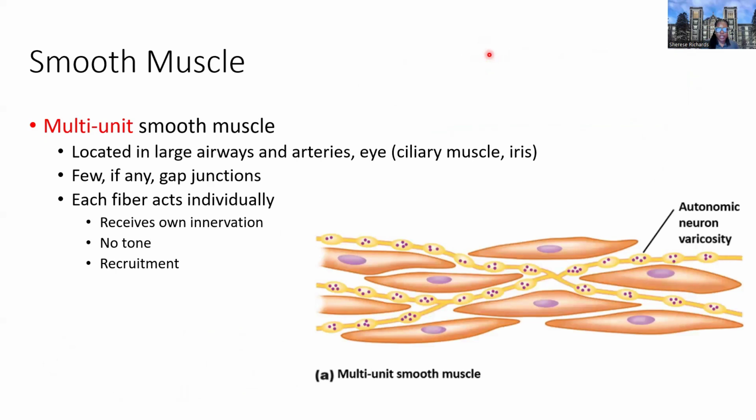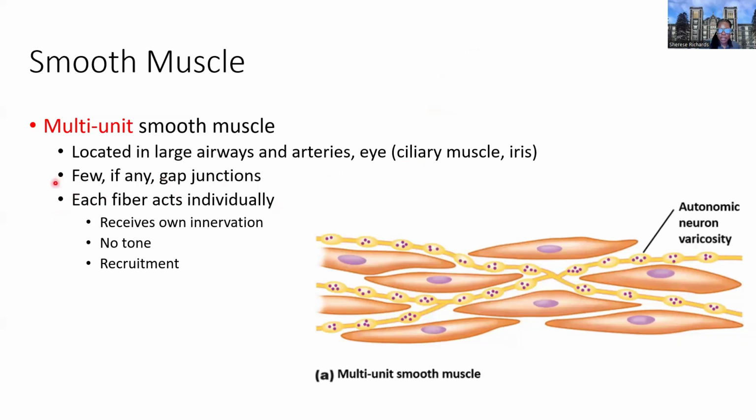Now contrast that to multi-unit smooth muscle. This we're going to see in the large parts of the airway, in large elastic arteries like the aorta, and in the muscles of the eyes, such as the ciliary muscle and the iris. So these are areas where we need a more customized, more specific type of contraction, where the entire unit is not beating as one, but there are individualized contractions for each cell.